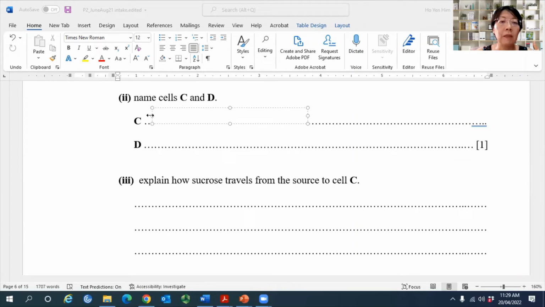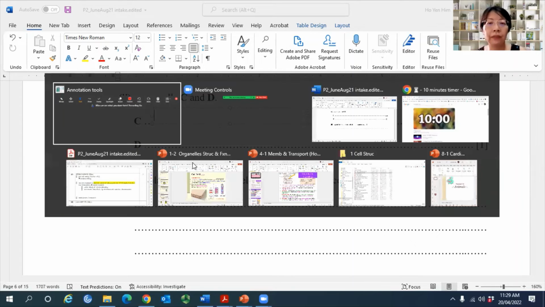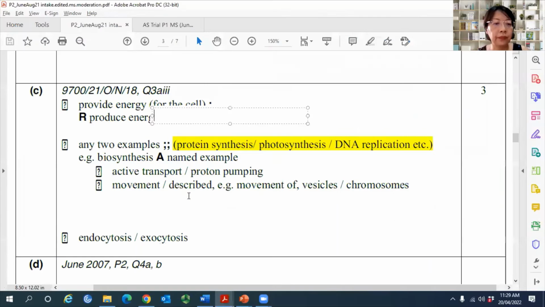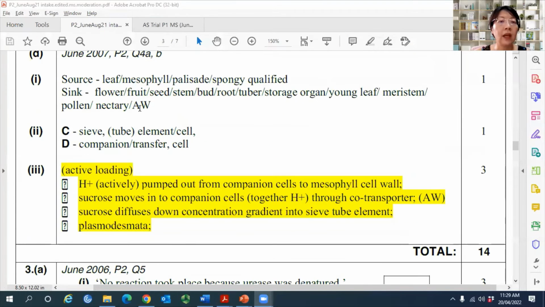Okay? Name cell C and D. Cell C is sieve tube element. Why do students never score? Because they didn't write the word element. Sieve tube is actually many cells, but they ask you to name the cell as element. D is companion cell, which can also be called transfer cell.